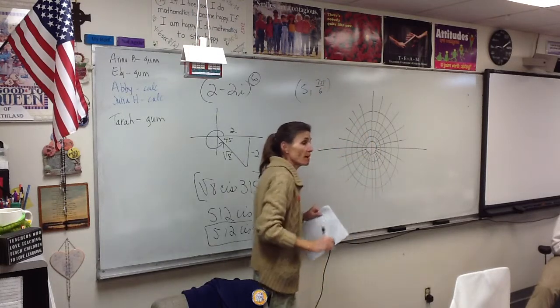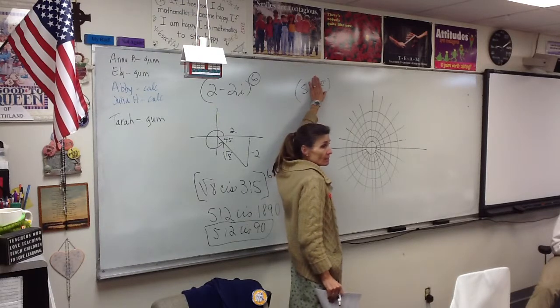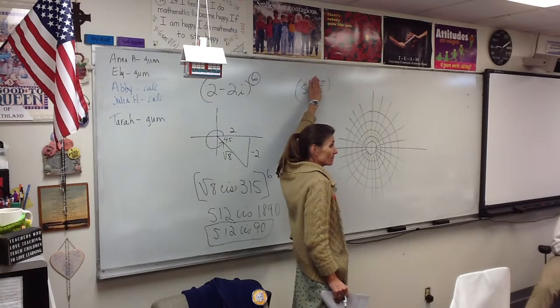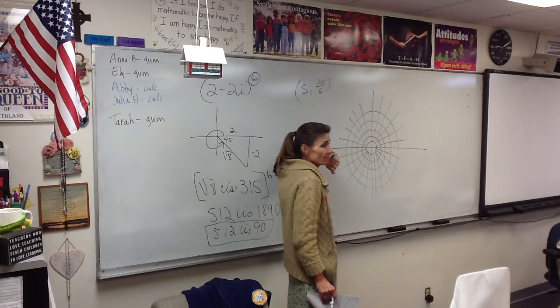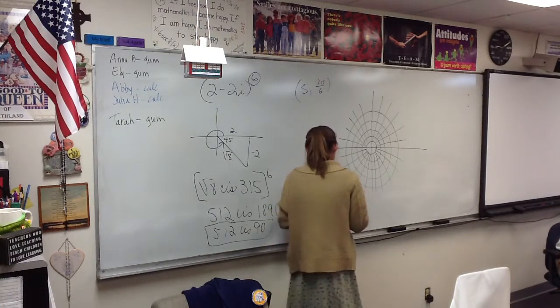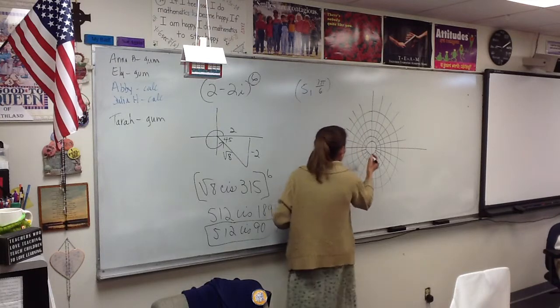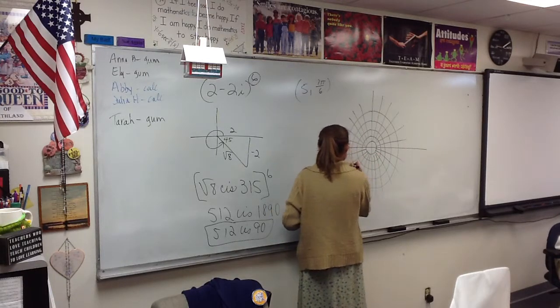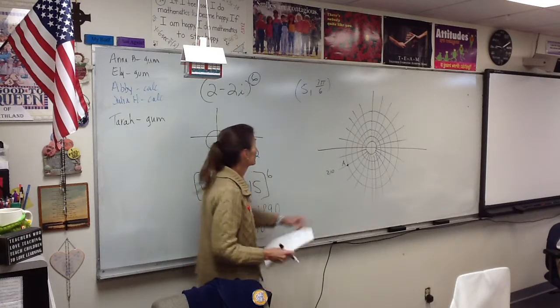Let's change 7 pi over 6 into degrees. Pi is 180 divided by 6, 30 times 7, 210. So 210 is actually labeled on your grid. So we'll come out on the 210 line, come out to the 5th circle, there's point A.